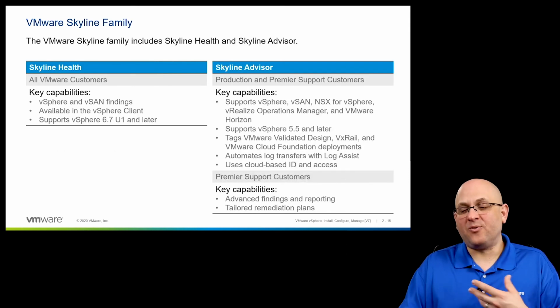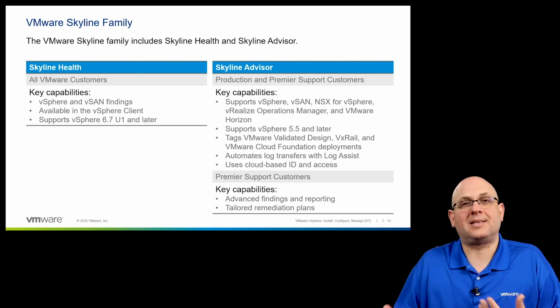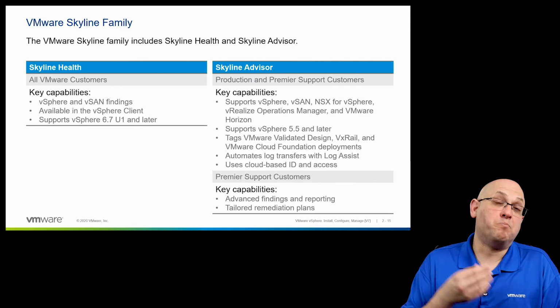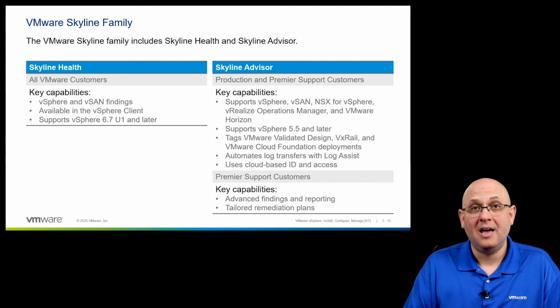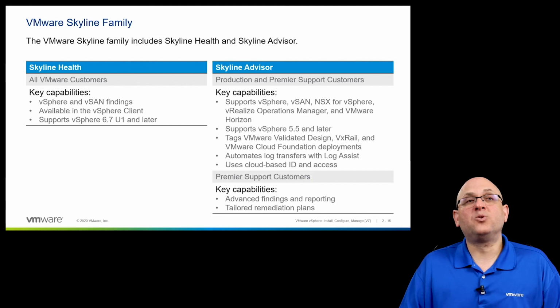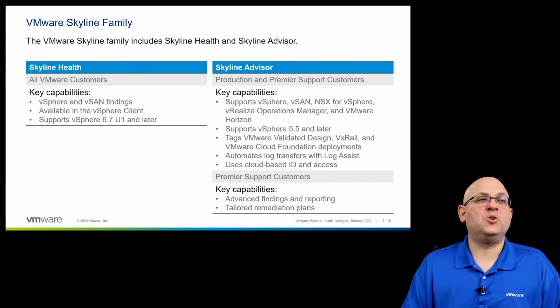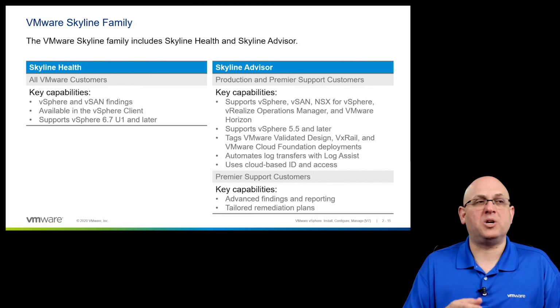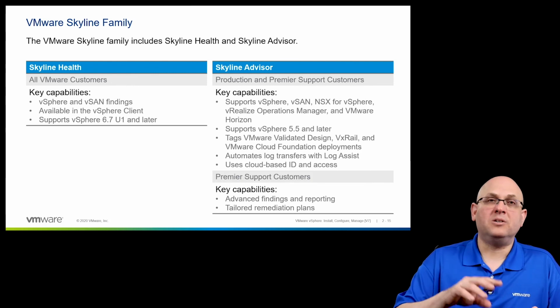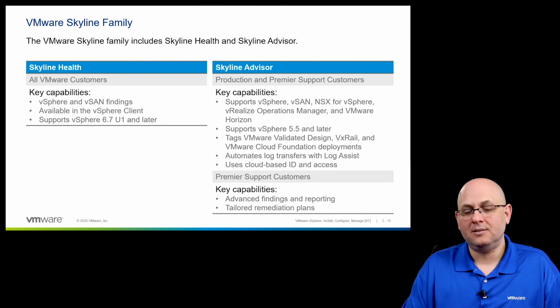There are a couple of different components available with Skyline. And the first one is called Skyline Health. Skyline Health is built into vSphere and vCenter and your vSphere client. Okay? It was introduced with vSphere 6.7 Update 1. And this gives you all kinds of information about your physical hardware, goes out and double checks against the hardware compatibility lists and things like that.